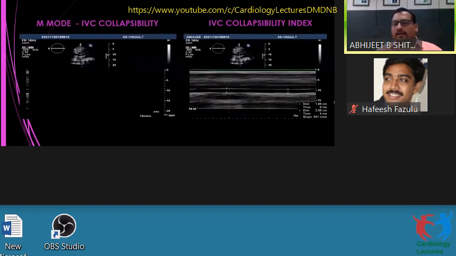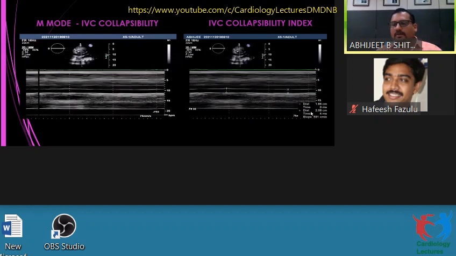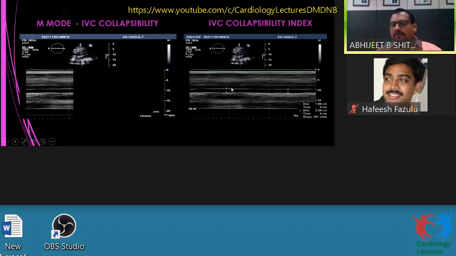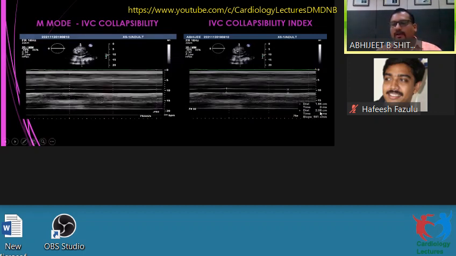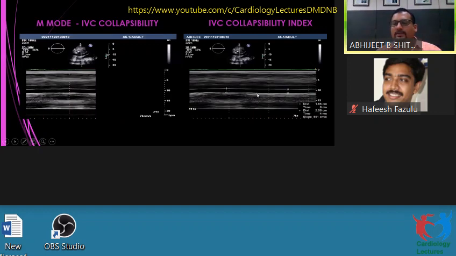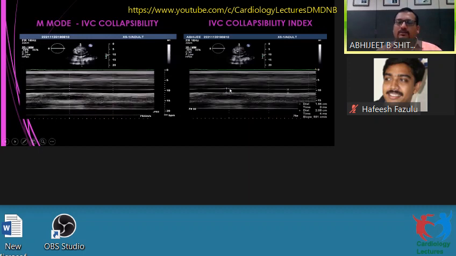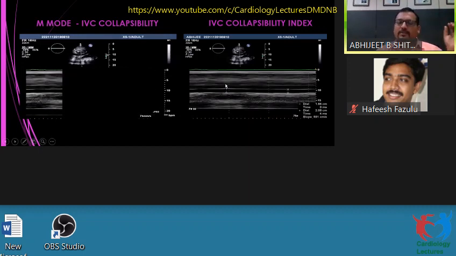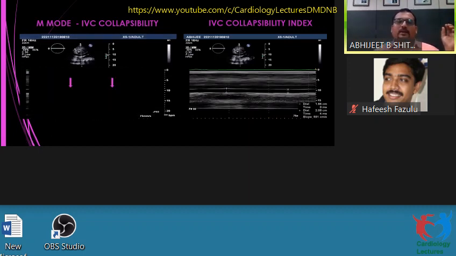This is a patient where you have the largest diameter of 2.08 centimeters and the minimum diameter of 1.86 centimeters. So there is less than 50% collapse of the IVC. You have a chart for the calculation of IVC collapsibility.